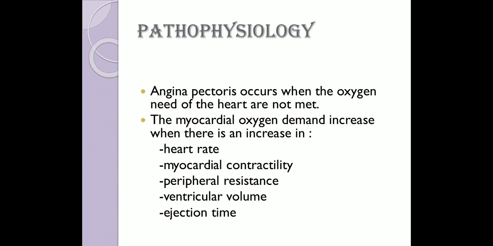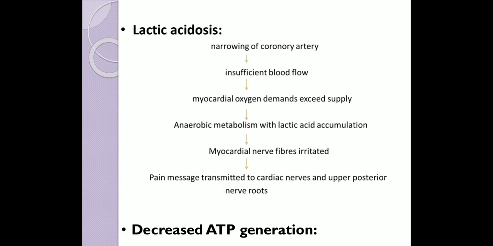Angina pectoris occurs when the oxygen needs of the heart are not met. The myocardial oxygen demand increases when there is an increase in heart rate, myocardial contractility, peripheral resistance, ventricular volume and ejection time. So first, what happens in angina pectoris? That is, there is increased production of lactic acid. Why does this happen? Due to the angina, narrowing of the coronary artery takes place, which ultimately leads to insufficient blood flow. That leads to myocardial oxygen demand exceeding supply. Anaerobic metabolism with lactic acid accumulation happens, which leads to myocardial nerve fiber irritation and produces a pain message transmitted to cardiac nerve and upper posterior nerve root.